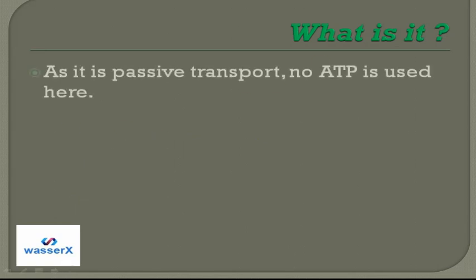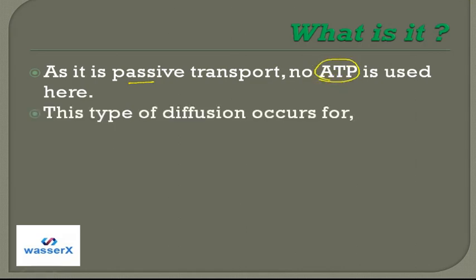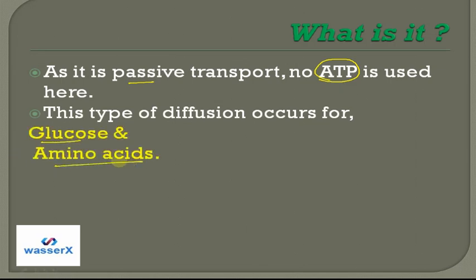Now let's see exactly what it is. When we say that it is passive transport, there will be no ATP required. Then for which substances does this type of diffusion occur? It occurs for glucose and for amino acids. This can also be asked in the exam: for which substances does the process of facilitated diffusion occur.